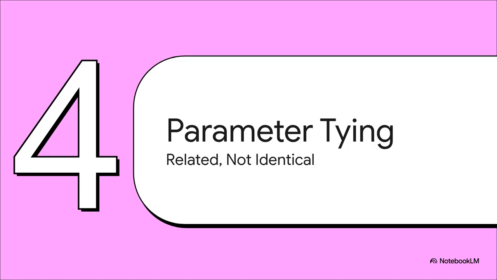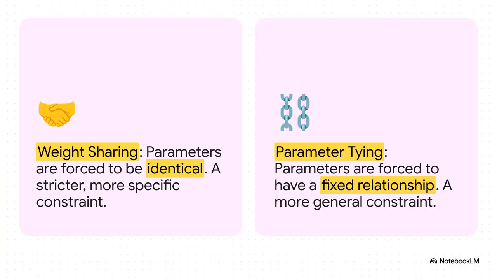So parameter sharing is pretty strict, right? The weights have to be identical. But what if we want to enforce a relationship that's a little more flexible? Well, that brings us to a bigger, more general idea called parameter tying. The difference here is subtle, but it's really important. With sharing, it's simple. Parameter set A equals parameter set A. They're identical. But with tying, they aren't identical, but they're linked by a fixed rule. For example, one set of weights might be forced to always be the transpose of another. They're related, but not the same.